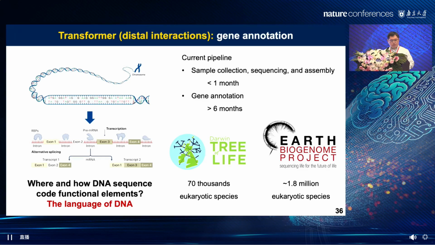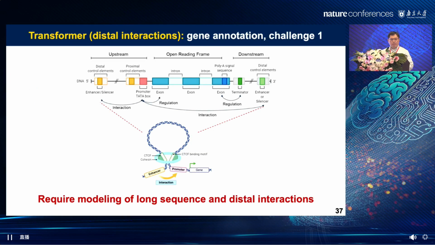And imagine what's going on at the Darwin Tree of Life and Earth Biogenome Project. They're going to generate whole genome sequences for 70,000 species, and also 1.8 million species. With the current annotation pipelines, this is mission impossible. So that was the reason we took up the task and tried to think about it by ourselves.